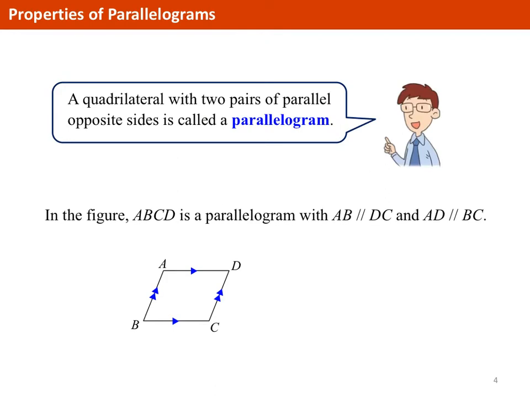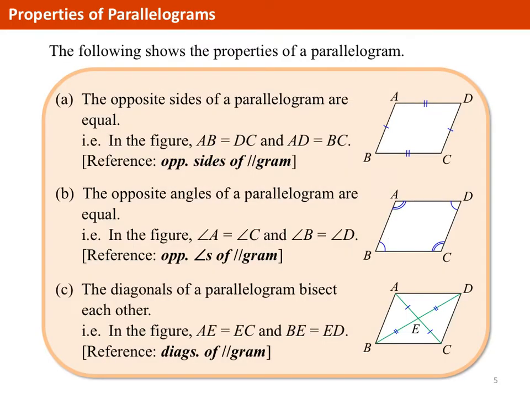Now let's focus on parallelogram. A quadrilateral with two pairs of parallel opposite sides is called a parallelogram, 平行四邊形. Now let's look at the properties of a parallelogram. The first one, for a parallelogram, the opposite sides are the same. For example, AB equals DC, and AD equals BC. And for the reason, we use opposite sides of parallelogram.